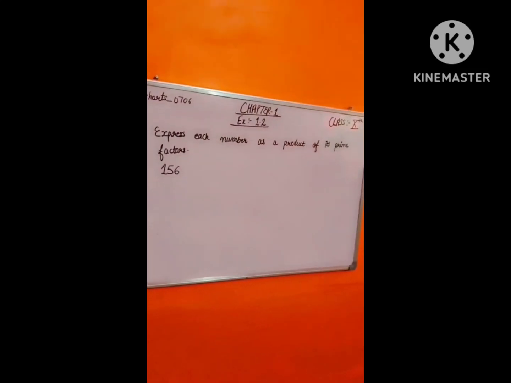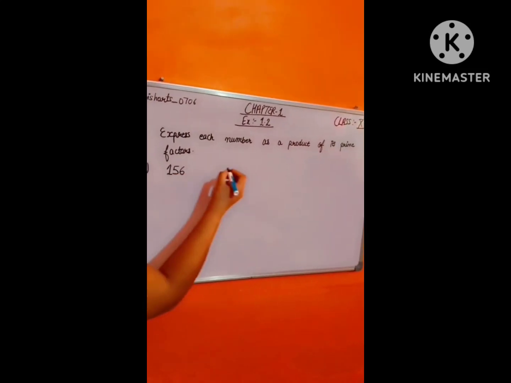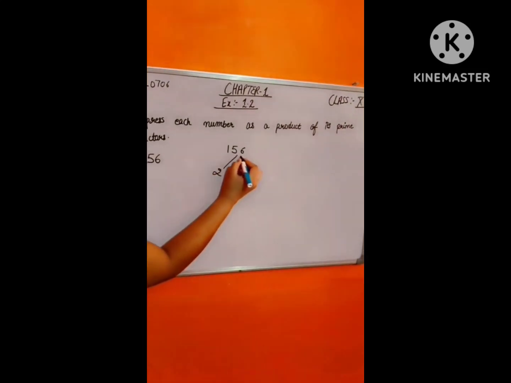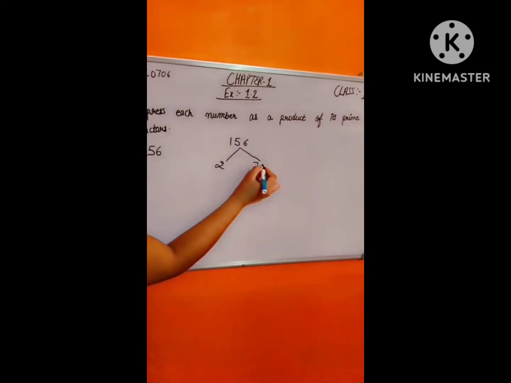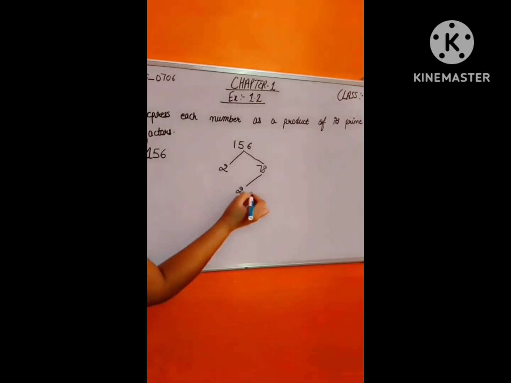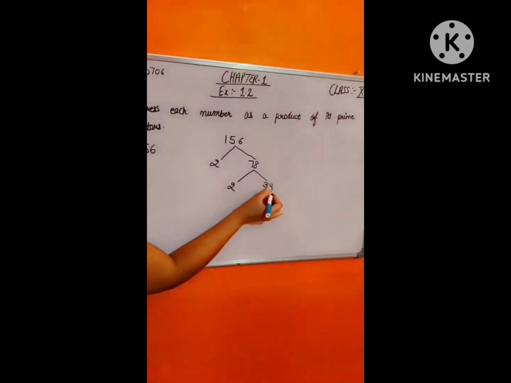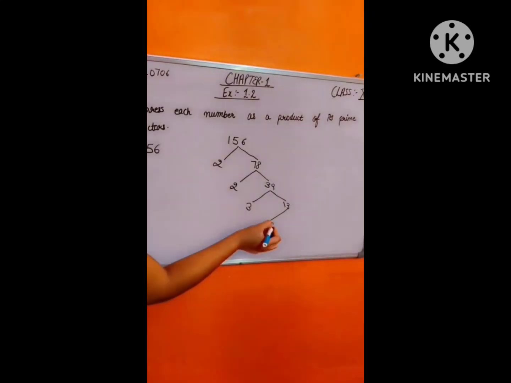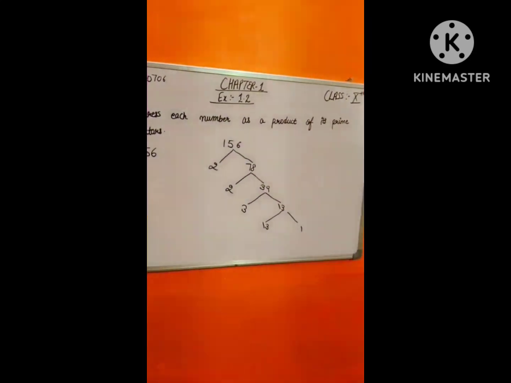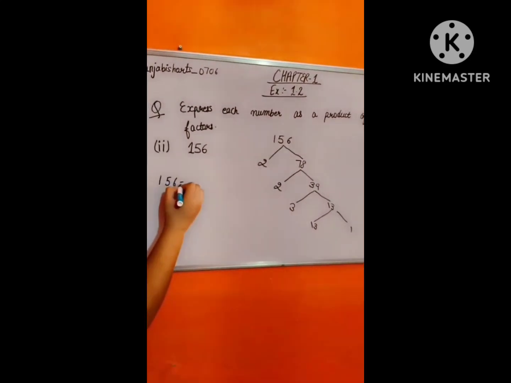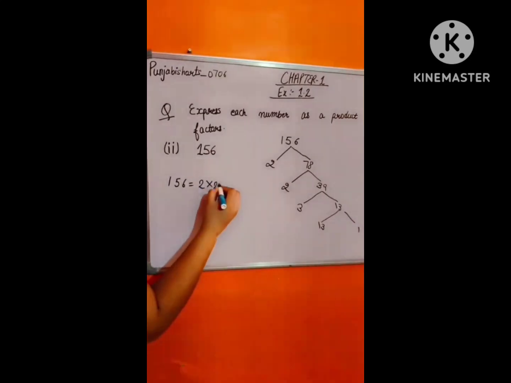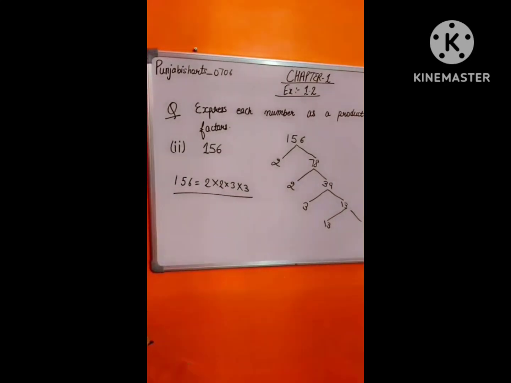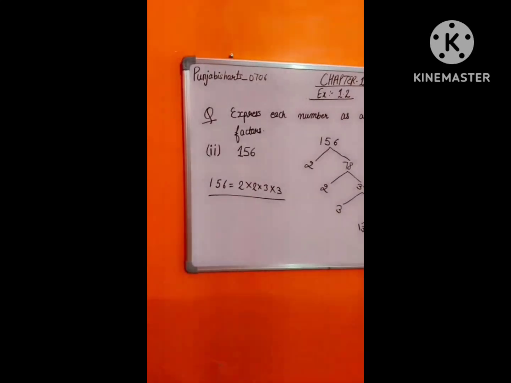Now second part is 156. 156 can be written as 2, 78. Now again 2, 39. Now 3, 13. Now 13, 1. So 156 can be written as 2 into 2 into 3 into 13. So factors of 156 are 2 into 2 into 3 into 13.